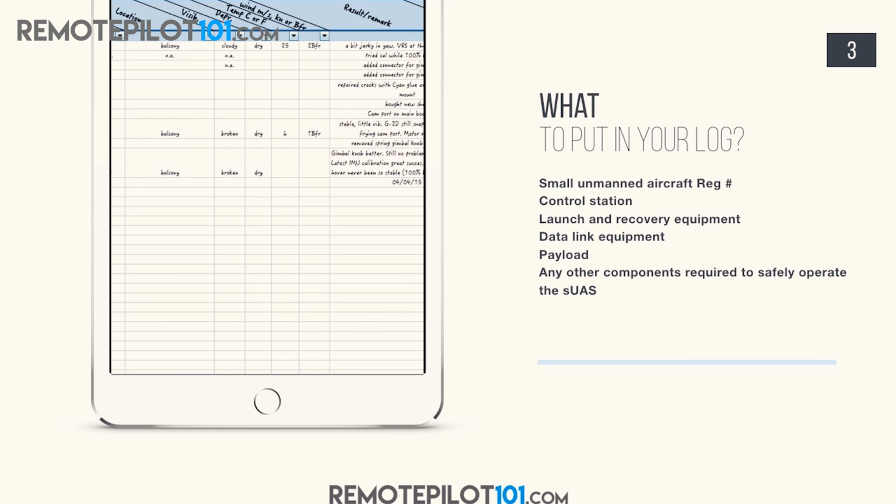What to put in your log. So I want to put my small unmanned aircraft registration number, the control station I departed from. By the way, this is a log for yourself. You, the pilot, to prove your currency, to prove your proficiency. I'm going to write down the unique ID number of the UAS I was flying, of the control station or the area I departed from, the launch and recovery equipment used, the data link equipment used, the payload if I was flying any, and any other components required to safely operate that small UAS.